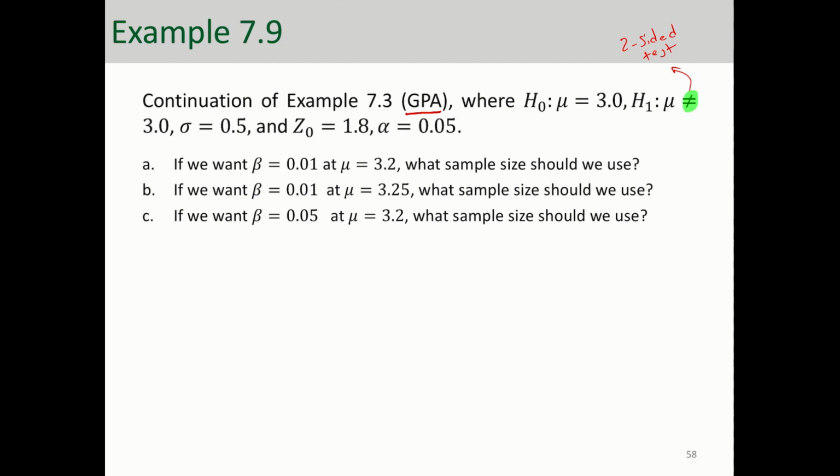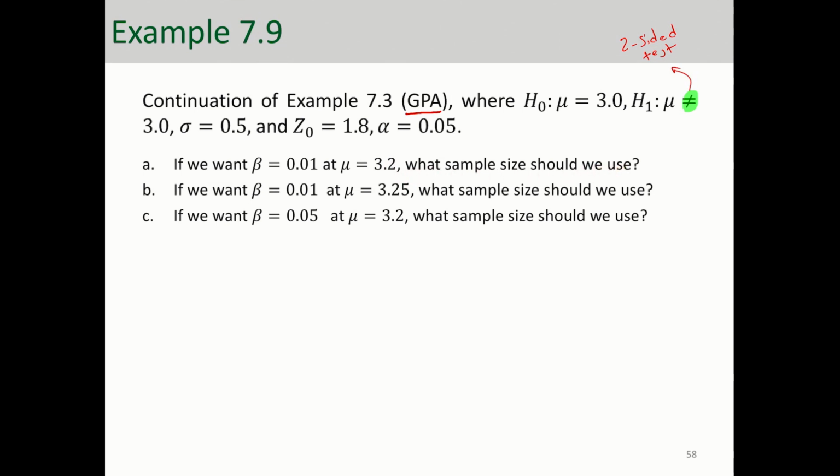Now, given this piece of information like sigma and the test statistic and alpha of the test, if we want beta of 0.01, this is your desired beta level, 1%, at mu of 3.2, and that is the true population mean. And that is something that is given. In practice, you estimate that because it's hard to get. You don't have access to the entire population. It's an estimation. What sample size should we use?